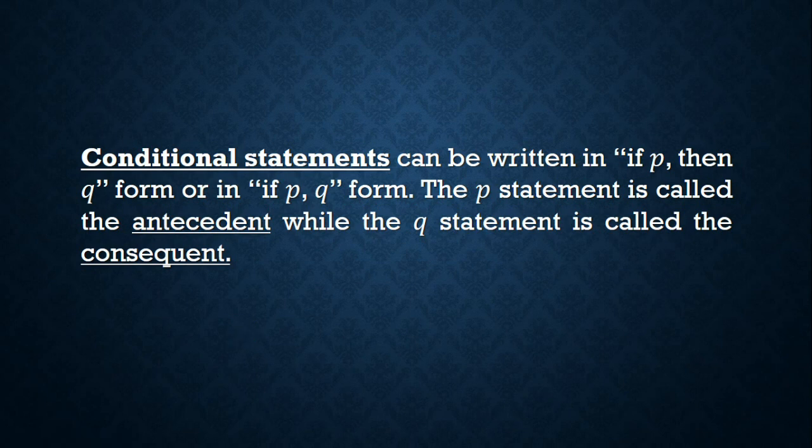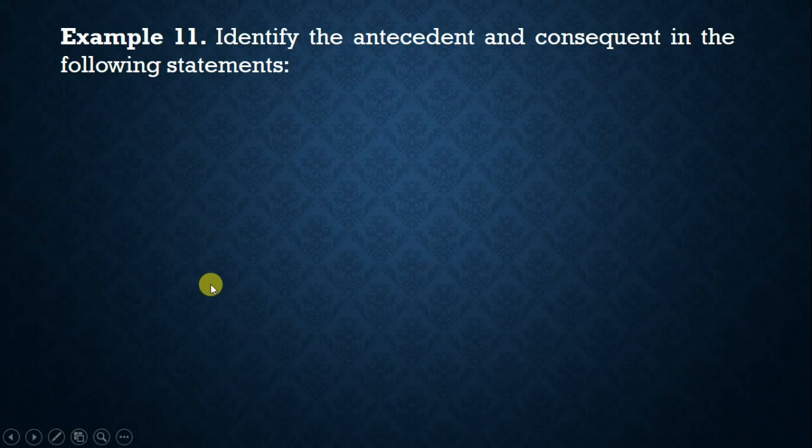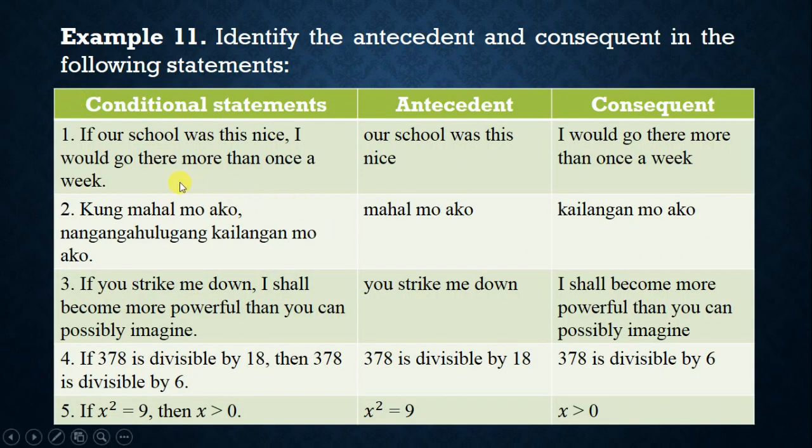Conditional statements can be written in if P then Q form or if P, Q form. The P statement is called the antecedent while the Q statement is called the consequent. For example, identify the antecedent and consequent in the following statements. We have this given conditional statement: if our school was this nice, I would go there more than once a week. So the antecedent here is our school was this nice, and the consequent is I would go there more than once a week.